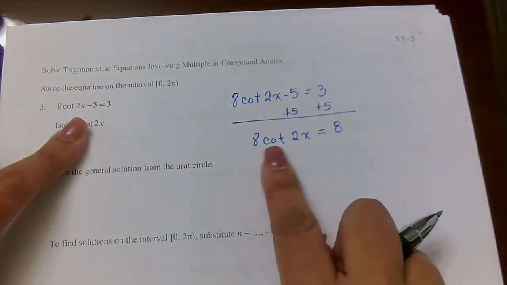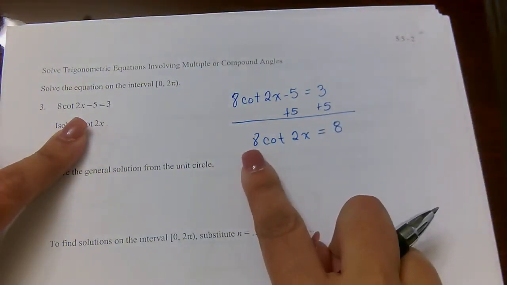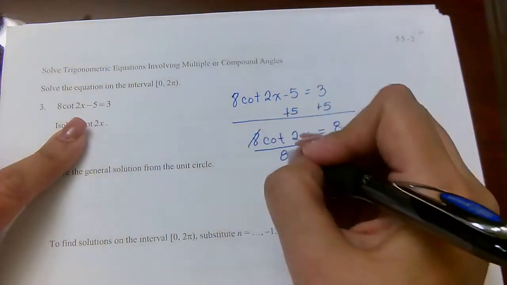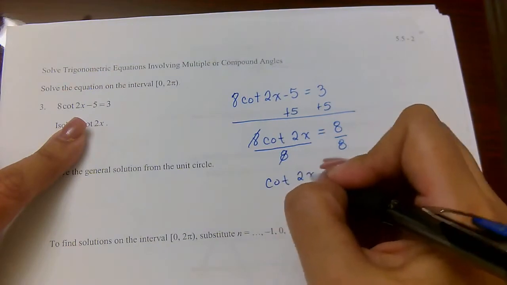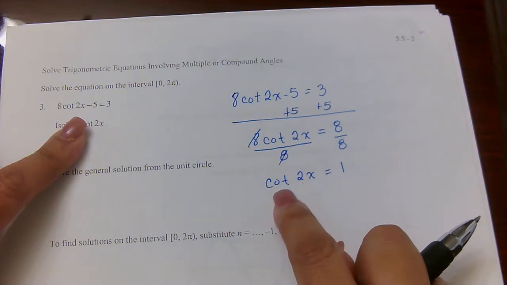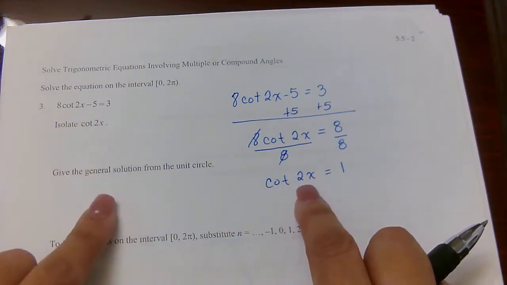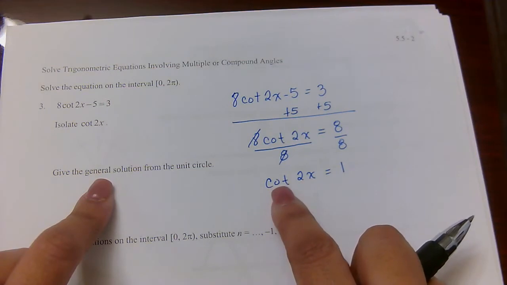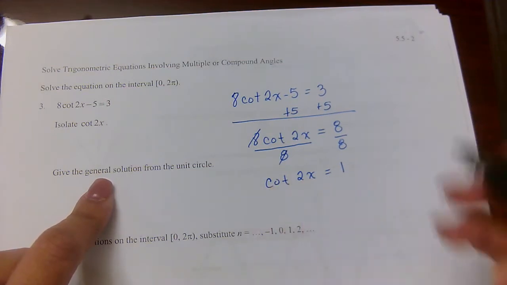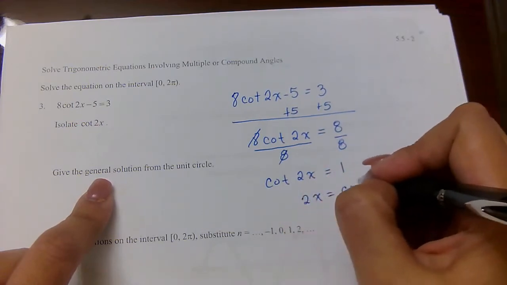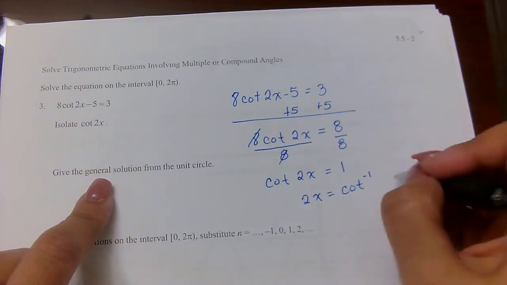Now, because of the coefficient being before the cotangent, we can divide by 8 on both sides. We get cotangent 2x is equal to 1. Notice now we have a 2 after the cotangent but before the x. In this case, you cannot divide by 2. That's a very common mistake that I see a lot. What we need to do is get rid of the cotangent first. In order to get rid of the cotangent, that's when we use our inverse. So I'm going to say 2x is equal to the inverse cotangent of 1.